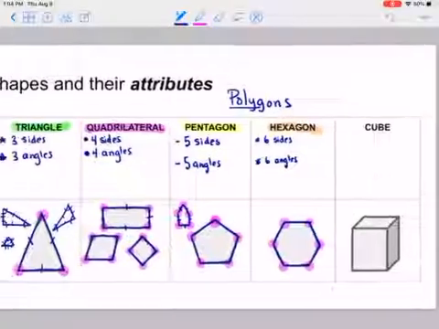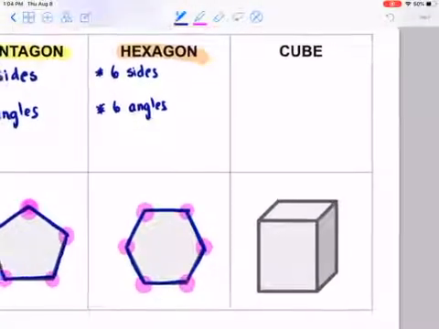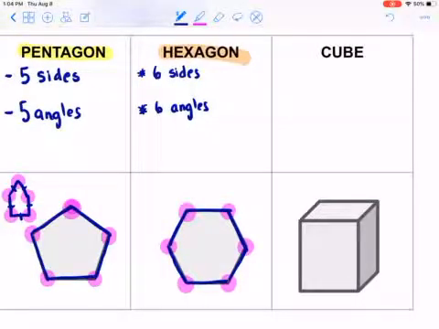The last shape we're going to look at is a little bit different than the other shapes. What do you notice about that shape? It's 3-dimensional. In class we're going to hold cubes in our hands. So a cube is a 3-dimensional shape.